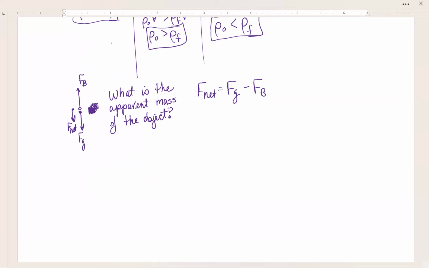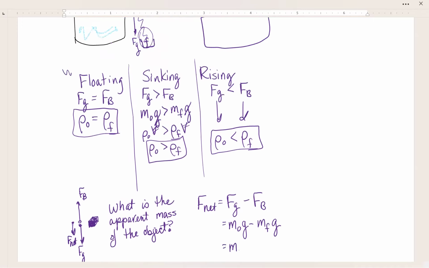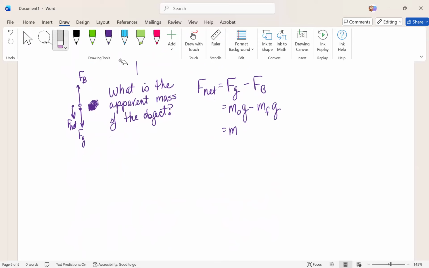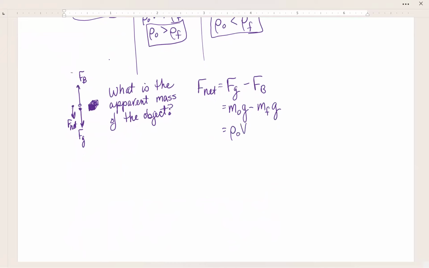Okay. And so that's going to be the mass of the object times gravity minus the mass of the fluid times gravity. And the mass of the object is just, we could do it as the density of the object if we wanted. We're going to need that anyway. Let me go ahead and fix that. So this is going to be the density of the object times volume times gravity minus the density of the fluid times volume times gravity. And there's my net weight, my net force.